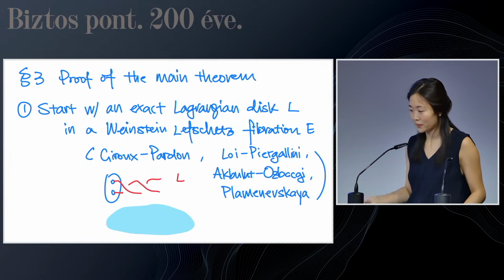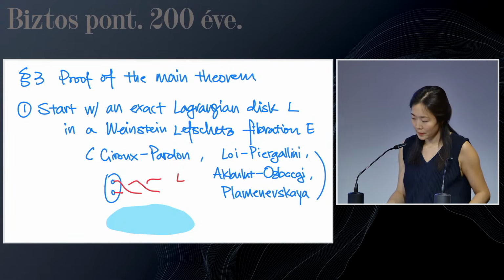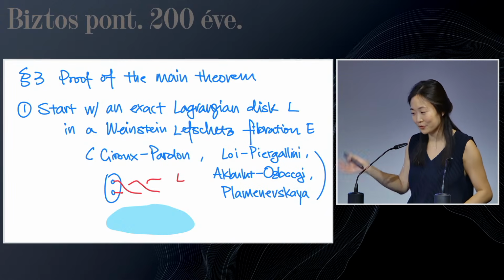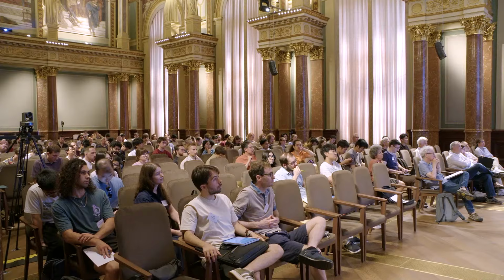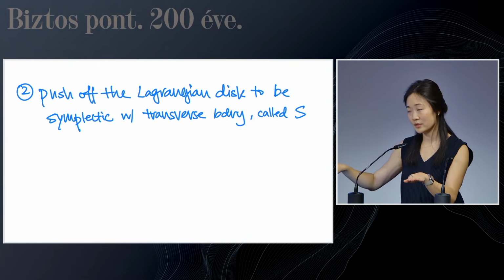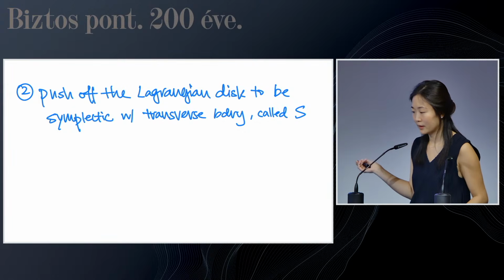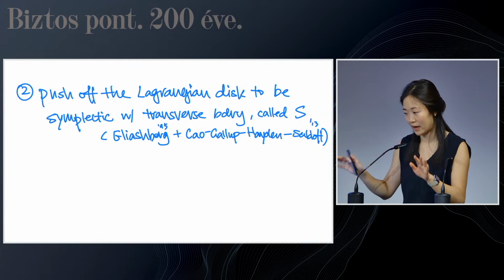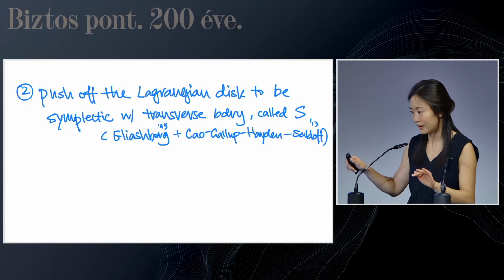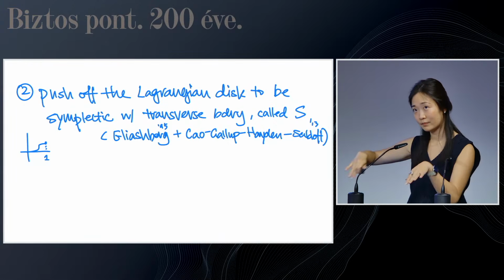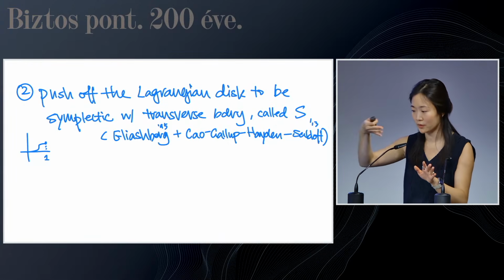So this is the picture. We start with this Lefschetz fibration, and we have a Lagrangian. I drew it as a multisection, but this is what we want to prove. So there's some Lagrangian sitting inside of it with Legendrian boundary. And now we push off the Lagrangian disk to be a symplectic disk with transverse boundary, called S. This is an algorithm that's a combination of Eliashberg and Tal, Galeb, Hayden, and Sabloff. You basically just use a cutoff function near the boundary to make the boundary symplectic, and then Eliashberg tells you that you can do it across the whole disk.